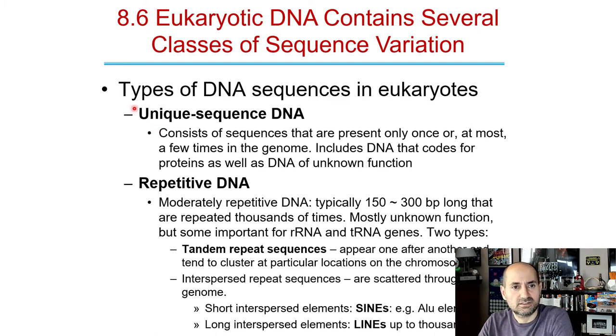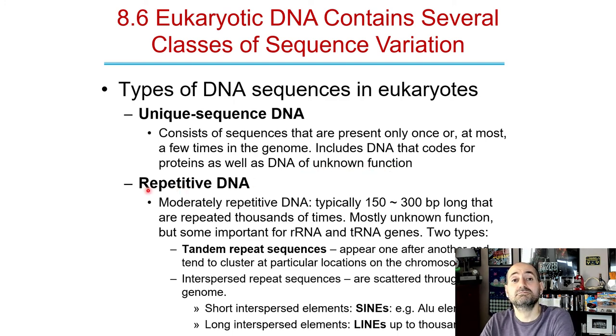Let's look at this. The types of DNA sequences found in eukaryotes. You have unique sequence DNA. Think about it, unique sequence DNA. This is basically your DNA that codes for proteins, your DNA that codes for microRNAs, your DNA that codes for all kinds of RNA molecules in your body, and some DNA that we don't know the function of.